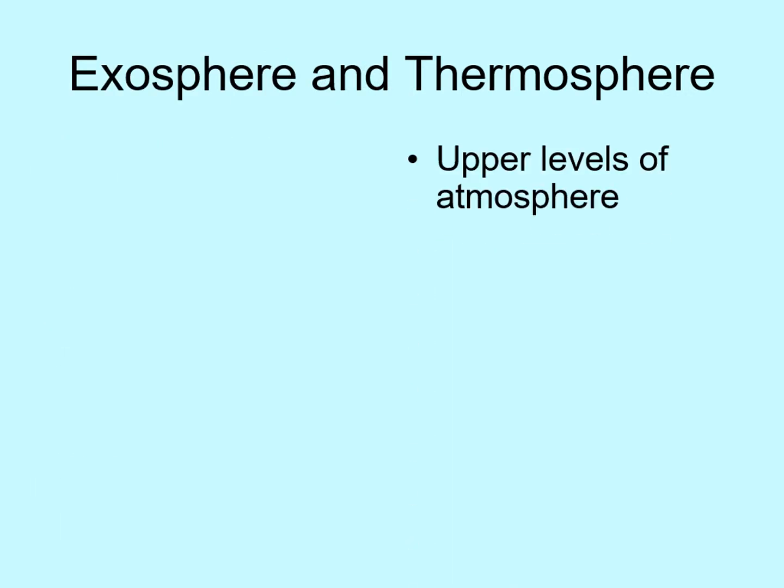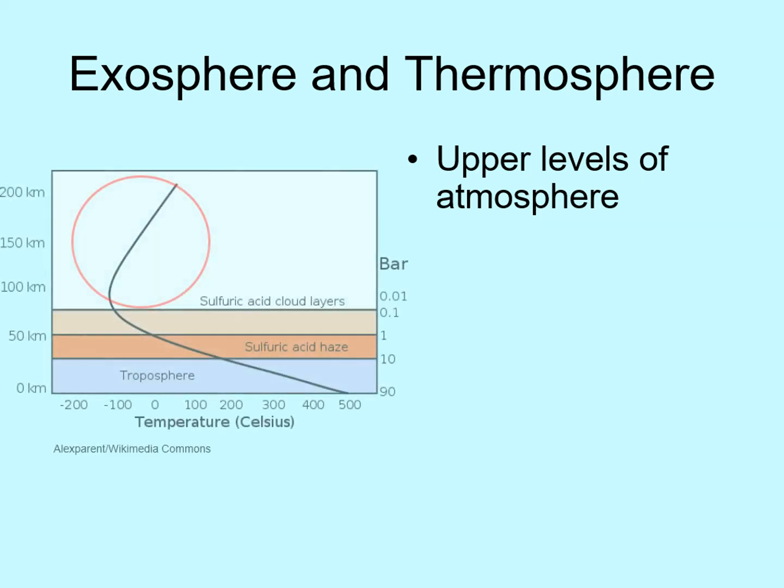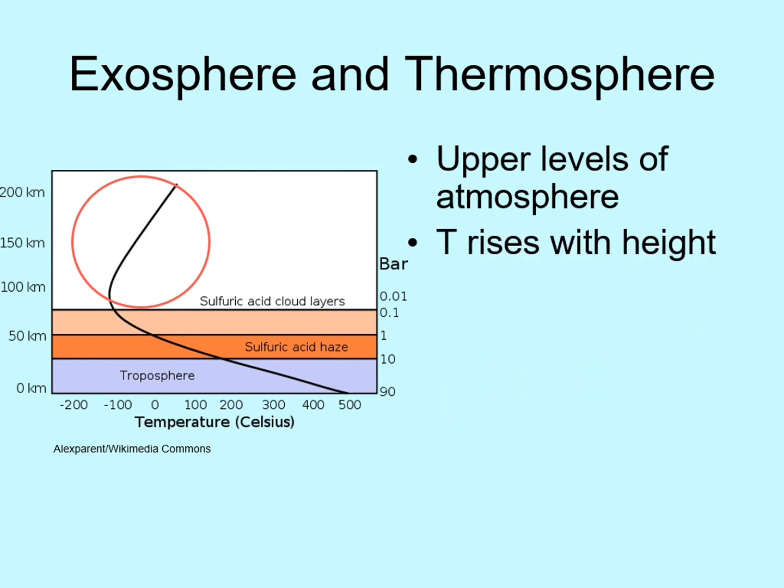Now we'll move to the upper part of the atmosphere, defined by the exosphere and thermosphere. On this same diagram of Venus temperature structure, this is the upper half of the graph. The temperature trend here is opposite what we saw in the troposphere. The thermosphere starts out coldest at its base and gets hotter the higher up we go.